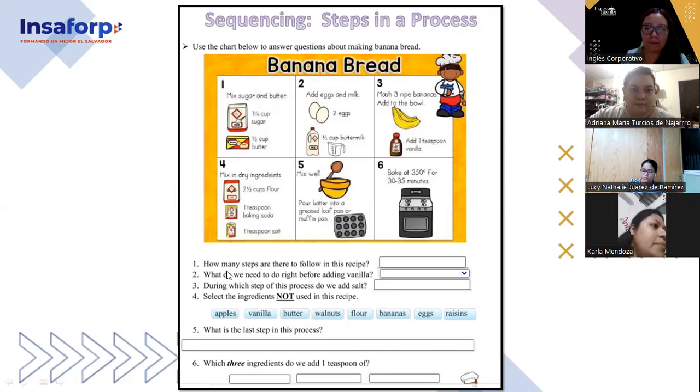Next. So we have six questions in here. So I need six volunteers to answer one question each. Okay. Hay seis preguntas. Ocupamos seis voluntarios para que las vayan contestando. Veamos. Levantemos la mano para ir participando.